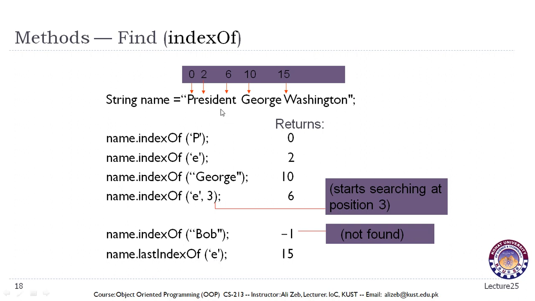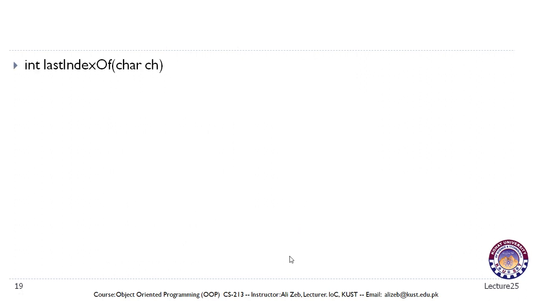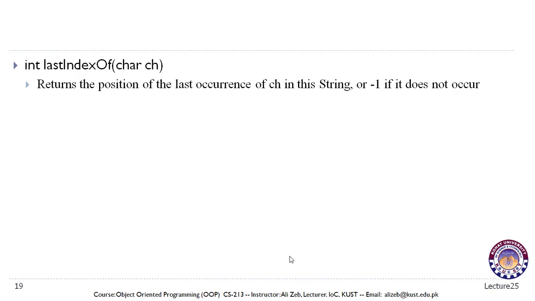So it will keep going until it reaches the last position of E or any character that we have passed over here. So basically it starts counting from the reverse of the string, and when it finds the first match, it will return the position of that string or character. So the integer lastIndexOf takes a character argument, returns the position of the last occurrence of the character in this string, or -1 if it does not occur.